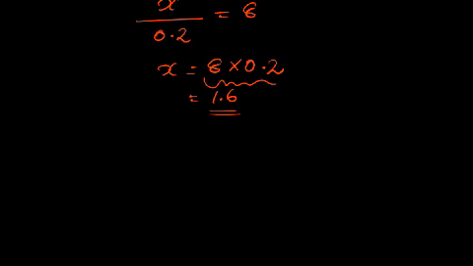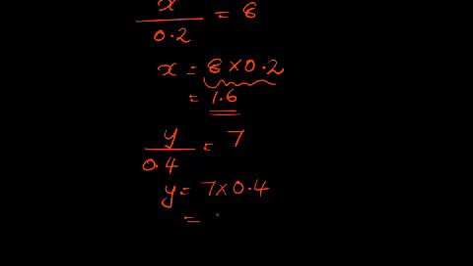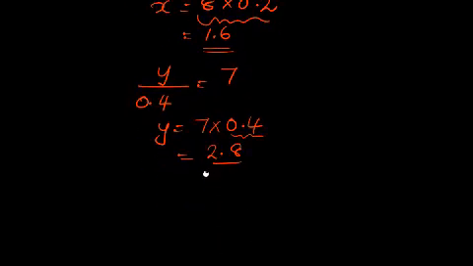Okay, we'll show another example. Y divided by 0.4 is equal to 7. So here it is division. So on the right side it becomes multiplication. So y is equal to 7 times 0.4. 7 times 4 is 28. In the question you have only one digit on the right side of the decimal point. So your answer will also have one digit on the right side of the decimal point. So the answer is 2.8.